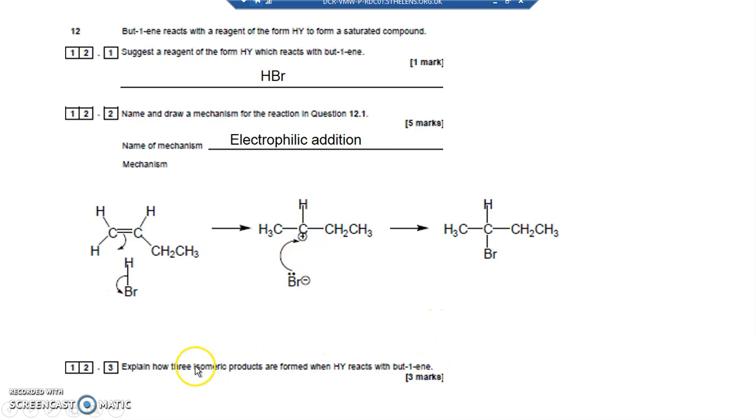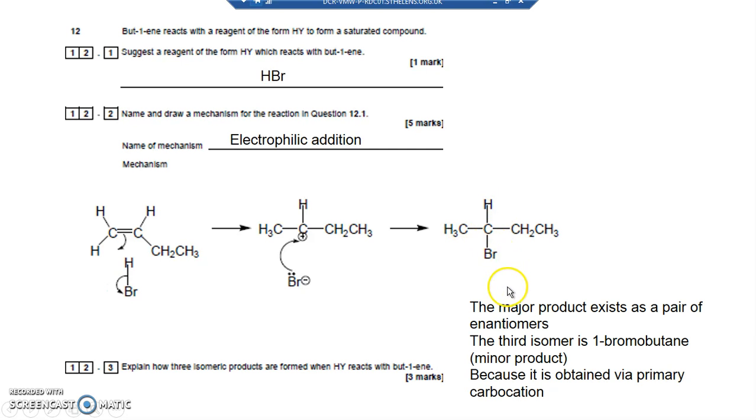Where's the third product going to come from? Well, we've made a chiral carbon here, so these are going to have enantiomers, so this is going to be optically active because that carbon has got 4 different groups attached. So that's your answer. The major product exists as a pair of enantiomers, and the third one is 1-bromobutane, which is obtained as a minor product when a primary carbocation is formed instead of the more stable secondary carbocation.